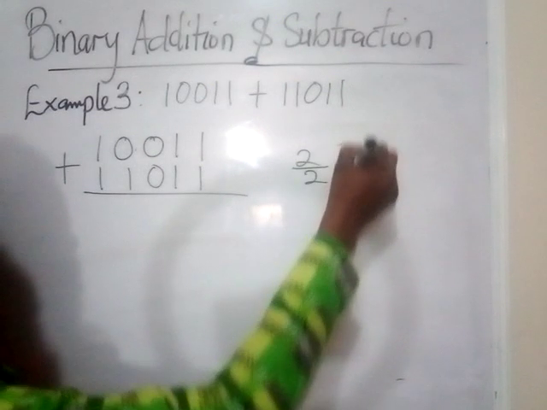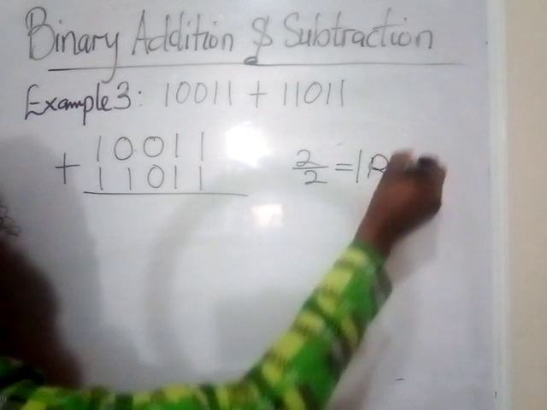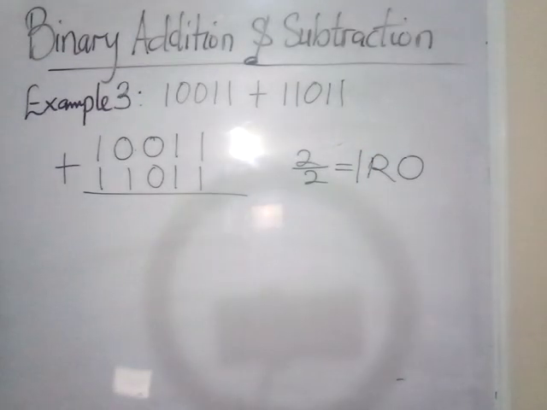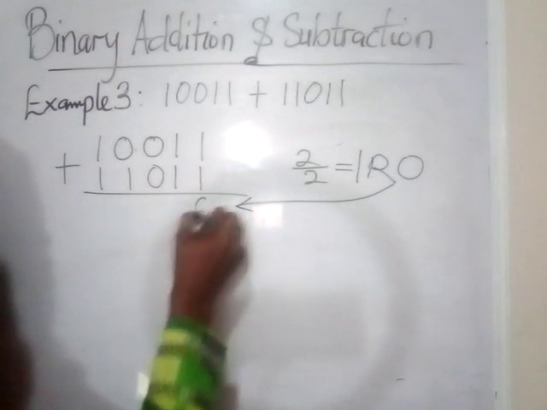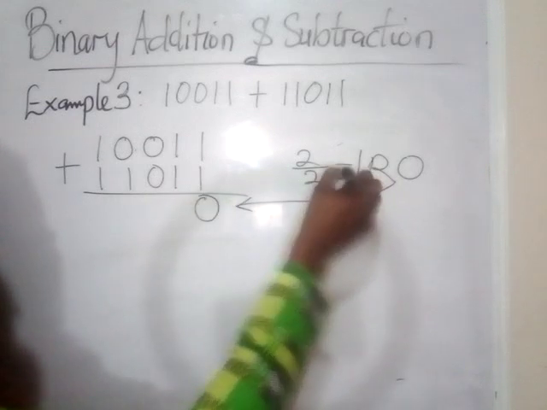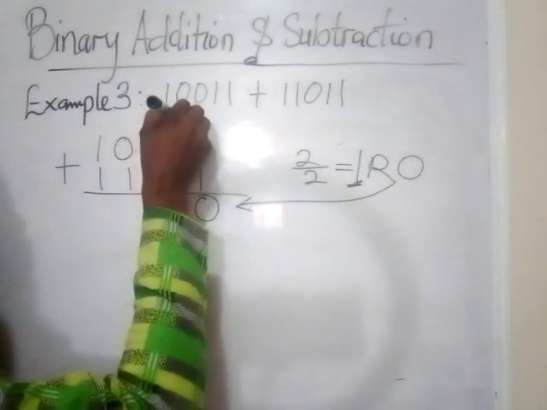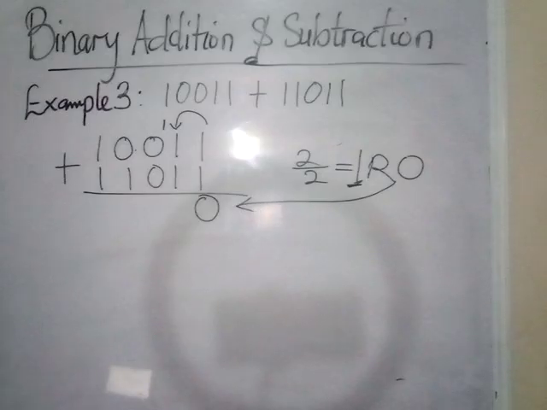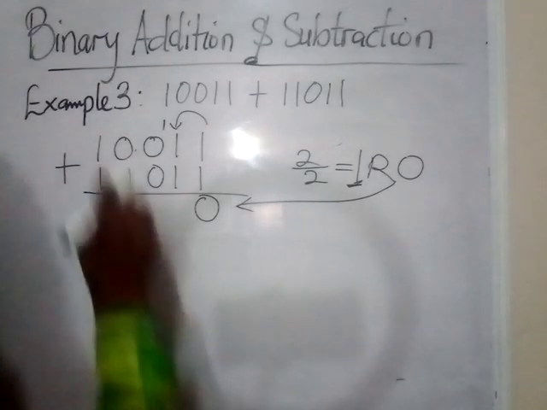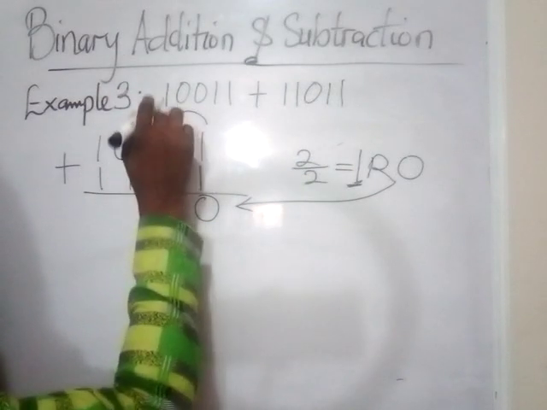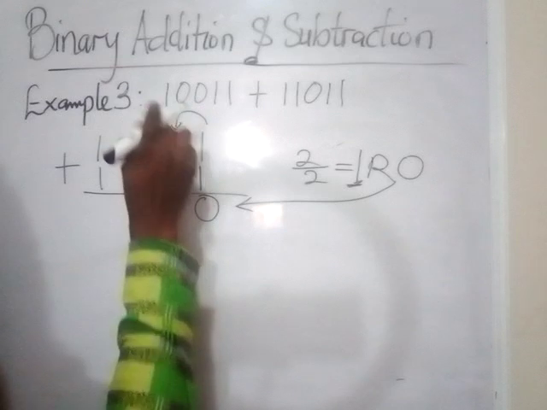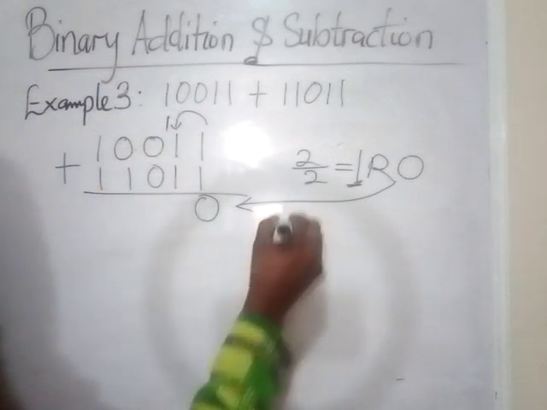What will it give you? 2 divided by 2 is 1. Is there any remainder? No, the remainder is 0. So what do you do? You put the 0 down, and the answer you got, which is 1, you transfer to the other position. Now, when you add this, you have 1 plus 1 plus 1. It gives us what? 1 plus 1 is 2, plus 1 is 3.